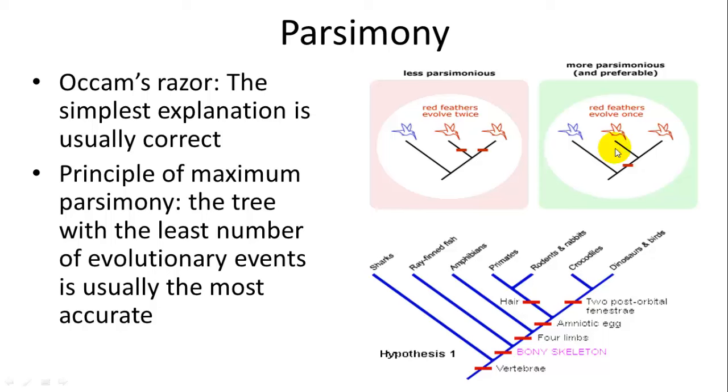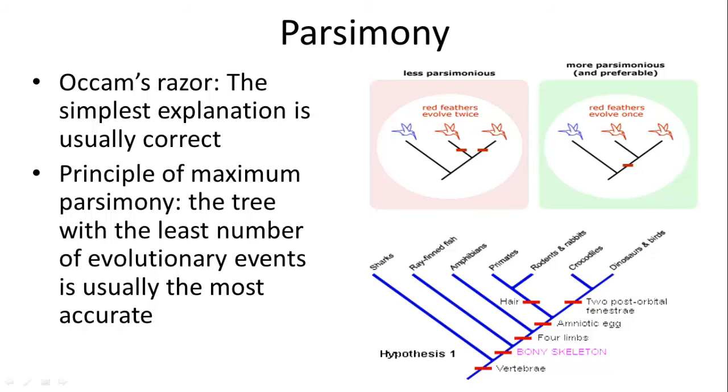All right, so just as a very simple example, if you looked at this blue species of hummingbird and two red species, it's more likely that those red feathers evolved once in an ancestral species, and that's why both of them are red, than if they both evolved the red trait independently. All right, so again, some of the relationships between vertebrates are done using these same principles of maximum parsimony.